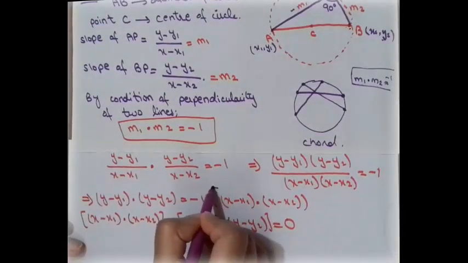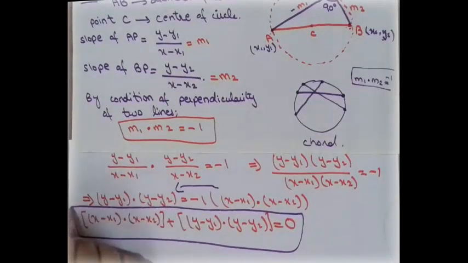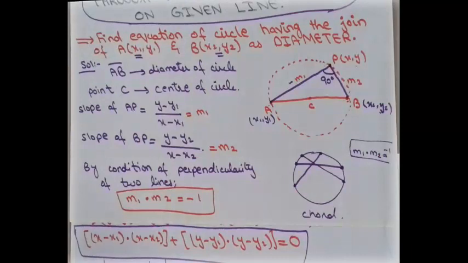Just move this whole factor to this side. This is the final condition of a circle. Basically this is the required equation of a circle when we have the condition that the circle has the join of 2 points as a diameter. So we just suppose another point P to compute the equation of the circle.